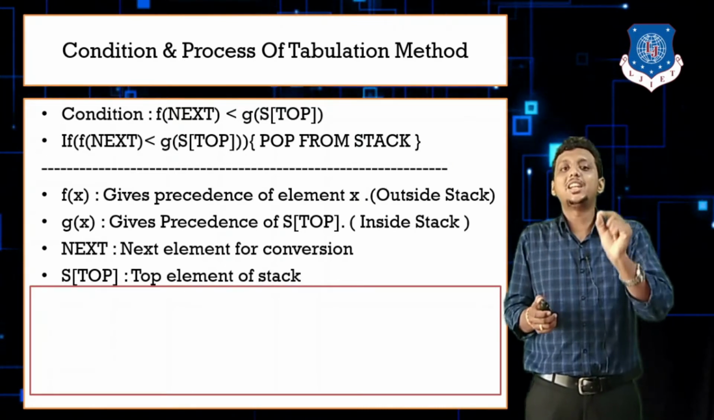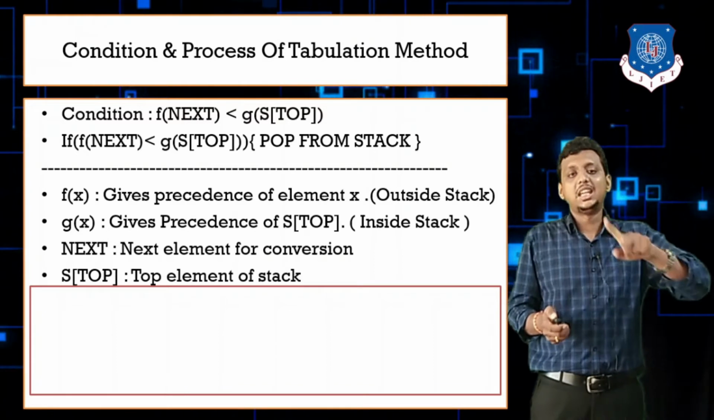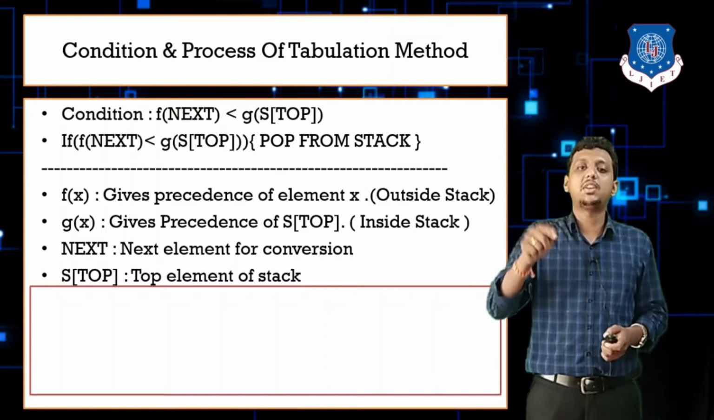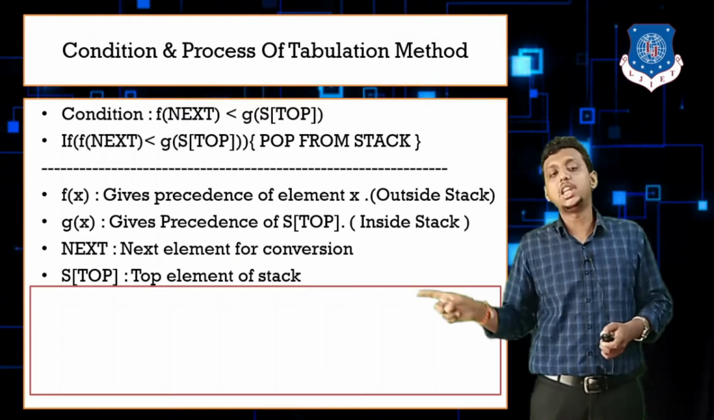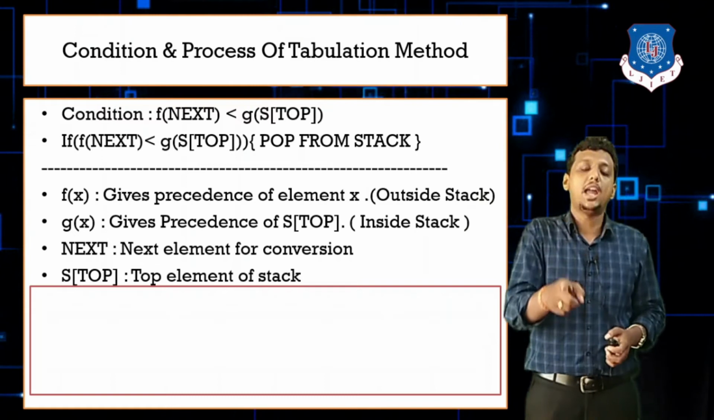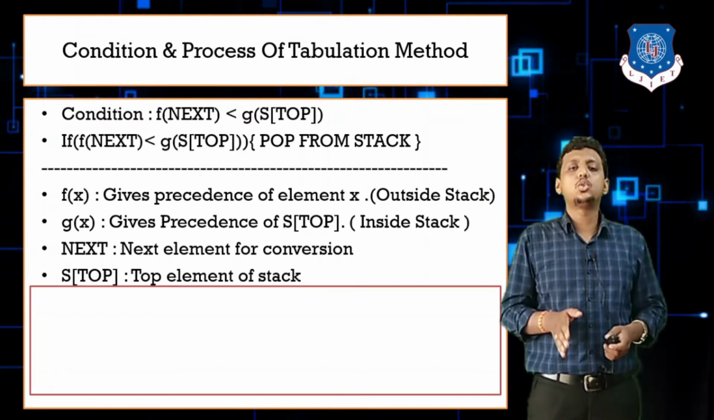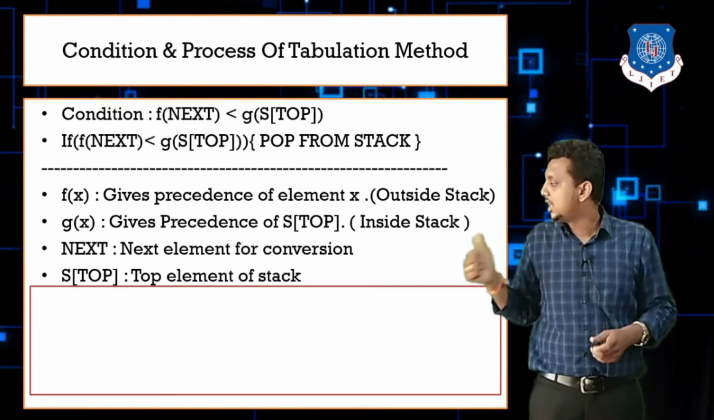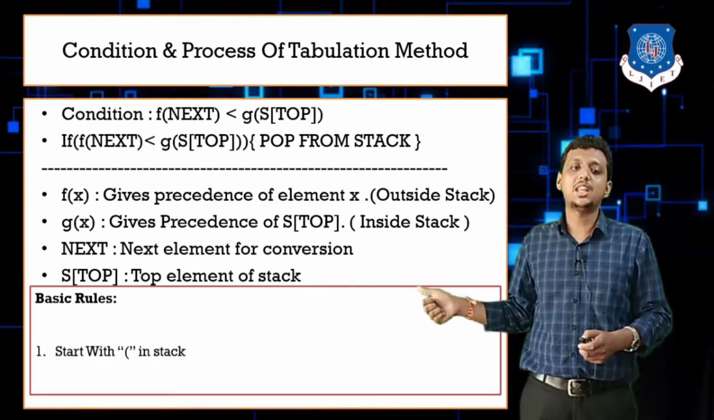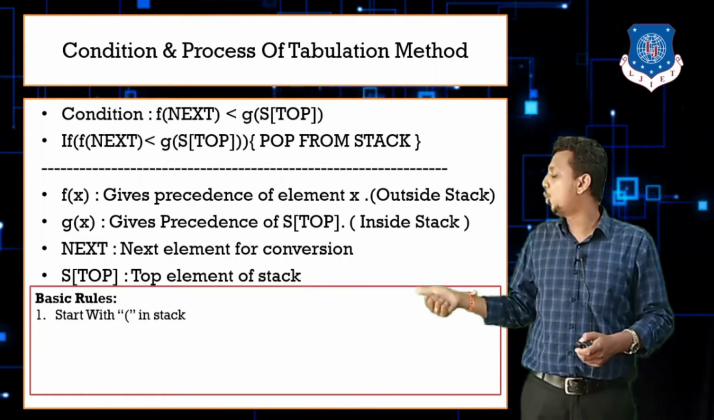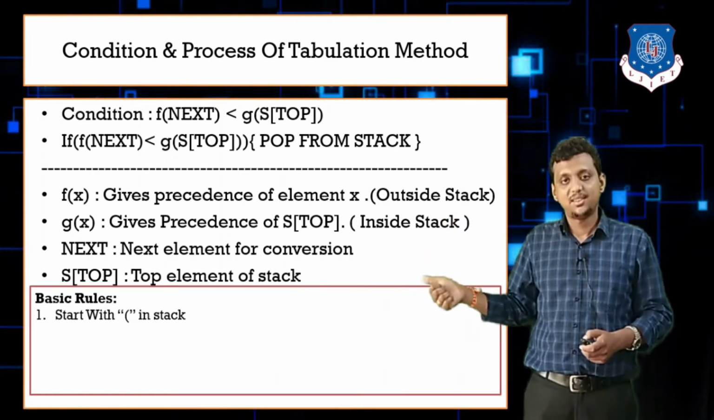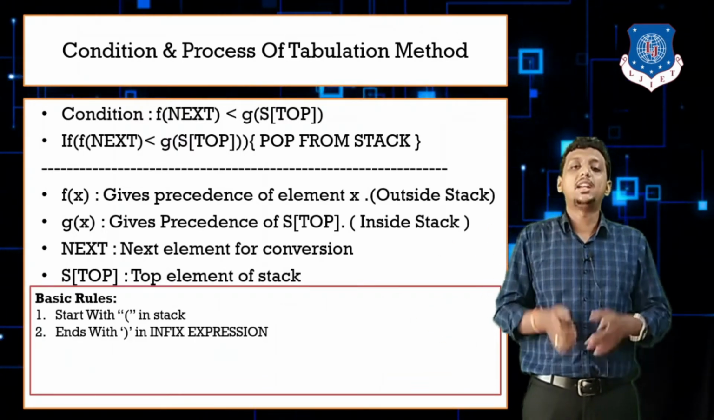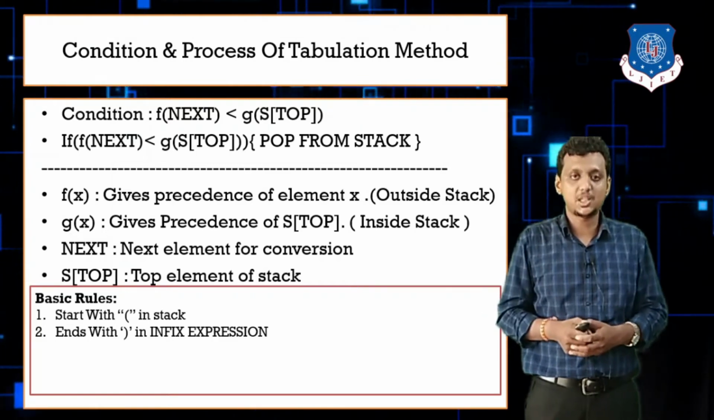Now the rules are a little bit different. In the without parenthesized method, we first initialize our stack with hash, and our string is appended with hash. But here we are going to use the precedence with the opening bracket and the closing bracket. So here we have rules like this. The first rule is to start with an opening bracket in the stack. Next, end your string by appending a closing bracket to the infix expression.